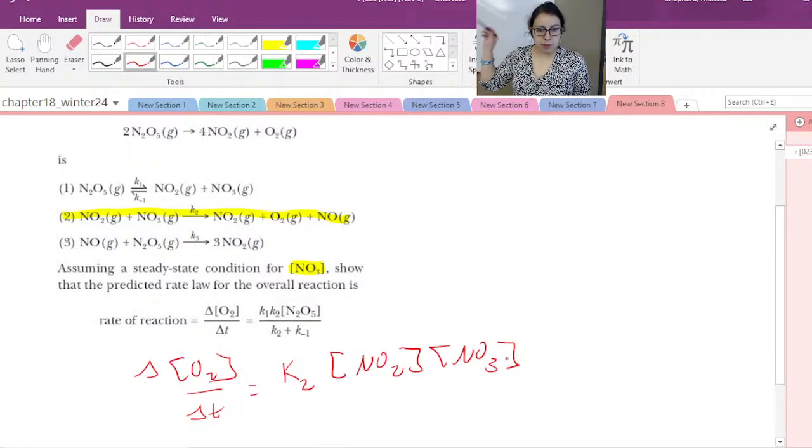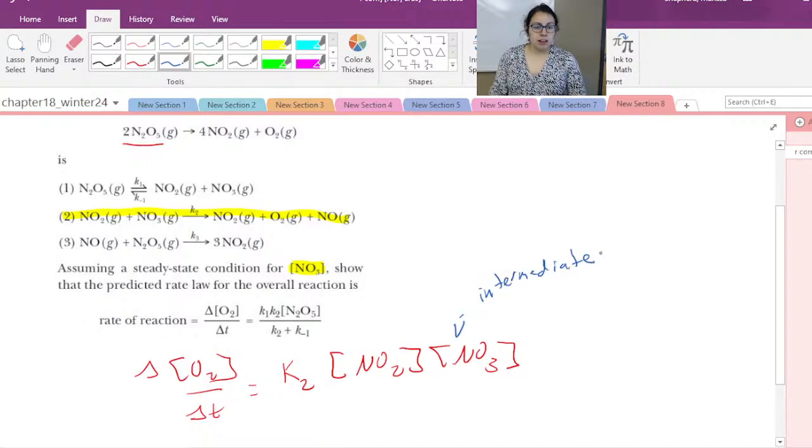Yeah, so I'll just repeat. Basically, it's not in terms of our reactants, right? We only have N2O5 as our reactant, so that's what we have to put it in terms of. We could also star this. This is our intermediate, so we can't just leave that.